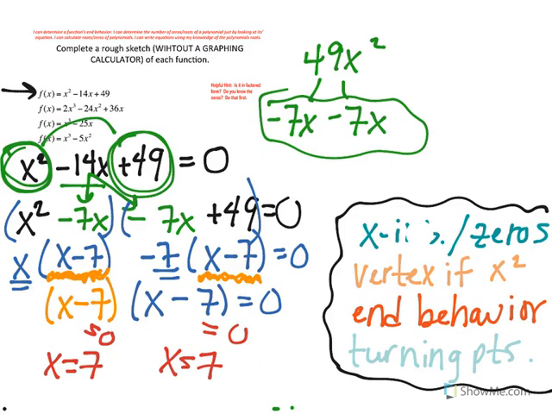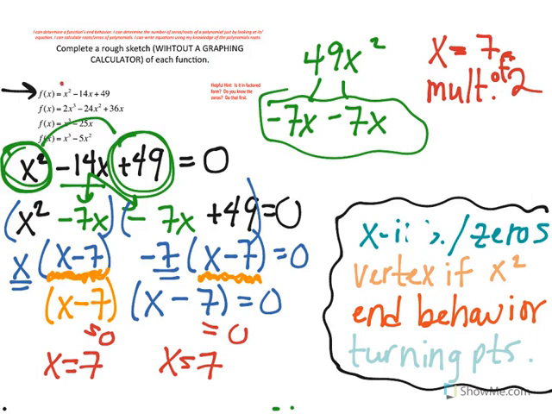Now tell me, are those two different solutions or are they the same solution? Hopefully you are saying that they are the same solution. I have x equals 7 twice. That is a dead giveaway that I have a solution of x equals 7 with a multiplicity of 2, meaning x equals 7 counts as two solutions. Those are the only solutions that we have right now.